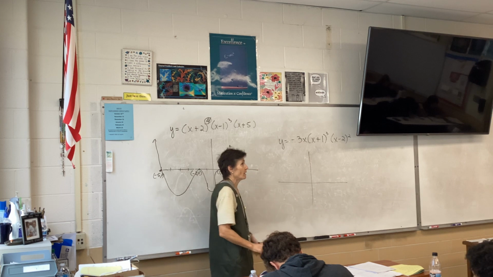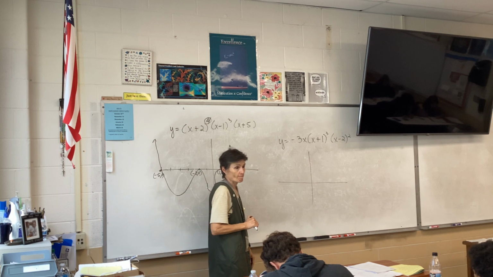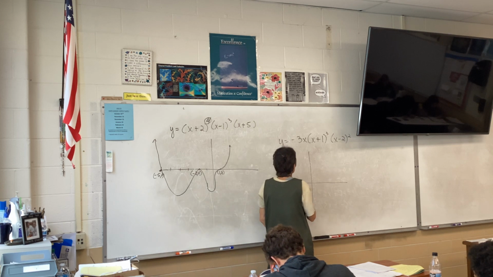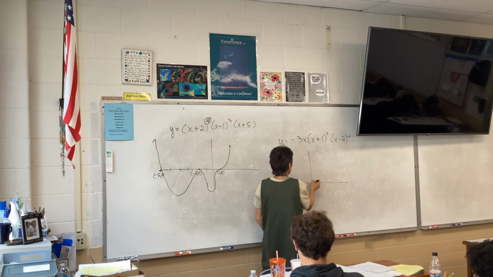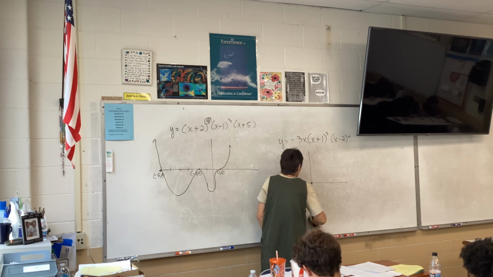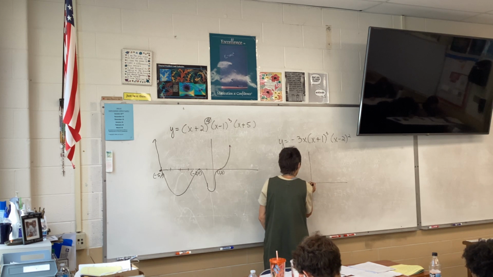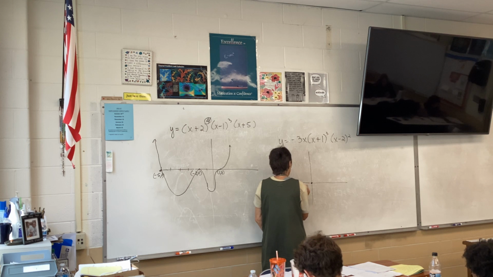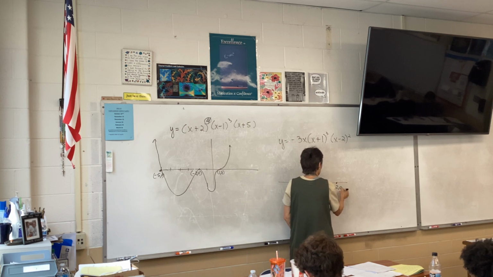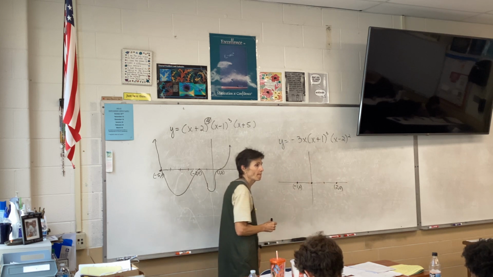What do I start with? Zero. My intercepts, yep, I'm going to start with my zeros. So I've got one at 0. I've got one at -1. I might spread these out a little bit. I've got one at -1. And I've got one at 2. Would everybody agree with that?